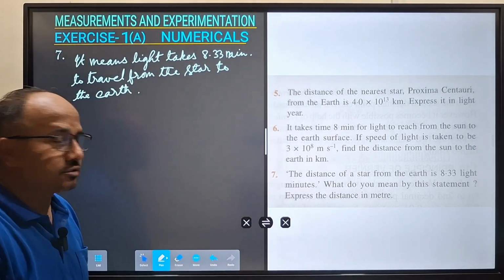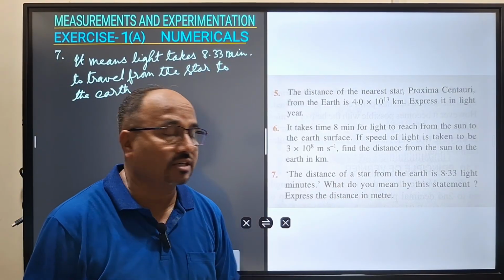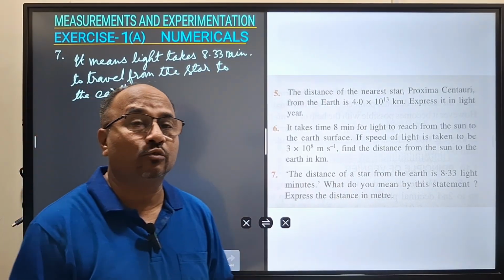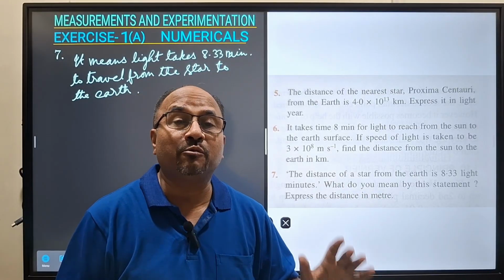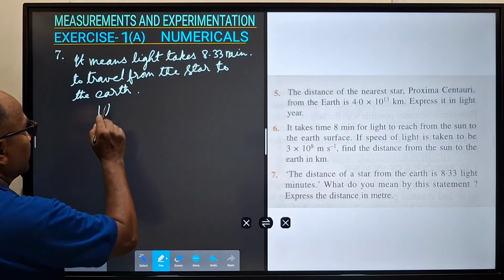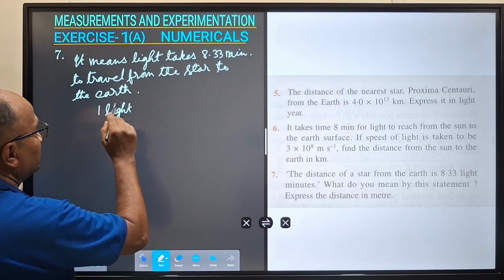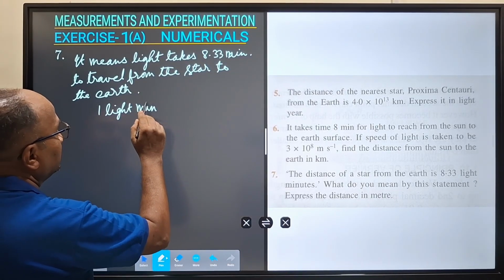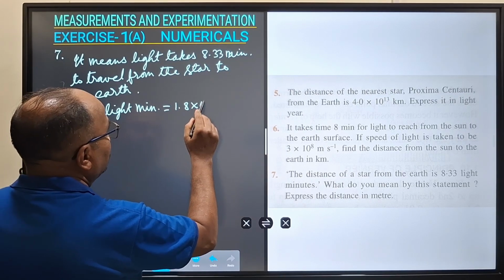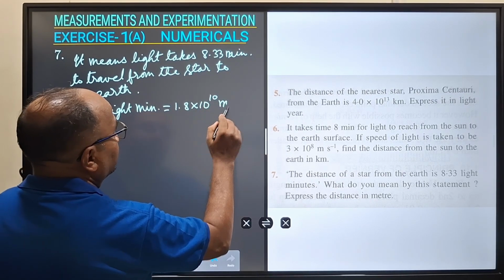This is what it means. Now it says express this distance in terms of meter. So for that I need to know the conversion of light minutes into meter. So we have 1 light minute is equal to 1.8 into 10 to the power 10 meter.